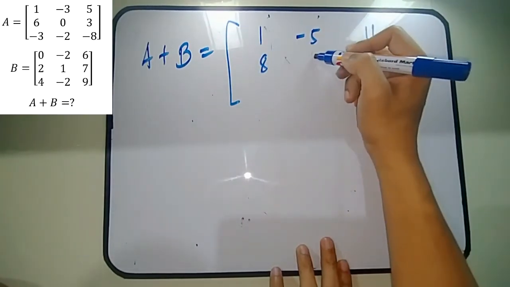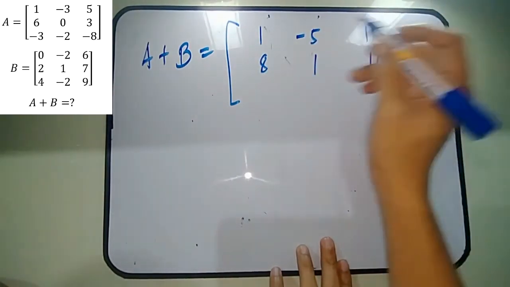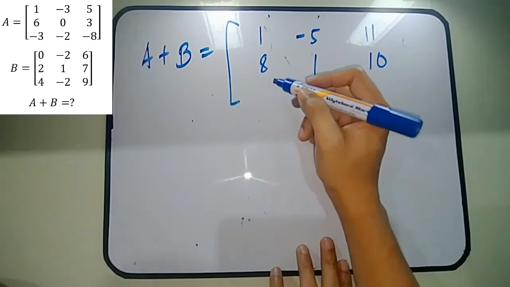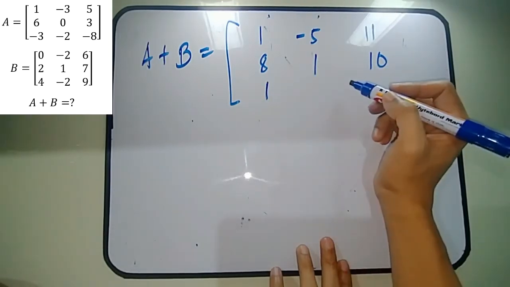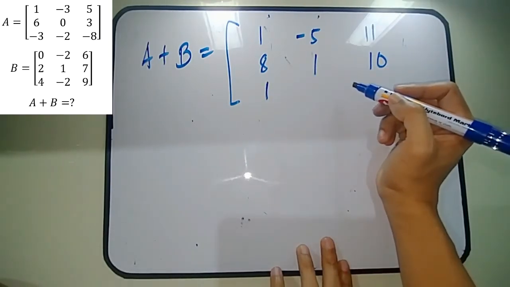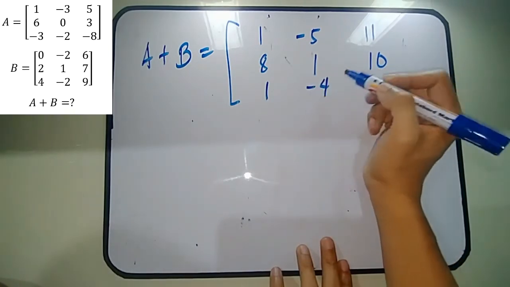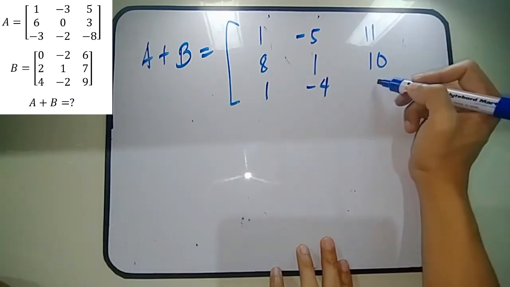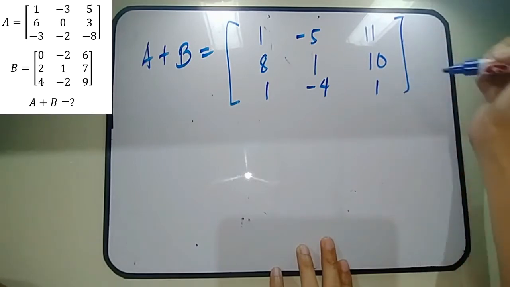0 plus 1, that is 1. 3 plus 7, that is 10. You have here negative 3 plus 4, that is 1. We have here negative 2 plus negative 2, that is negative 4. You have here negative 8 plus 9, that is 1. So, this is A plus B.